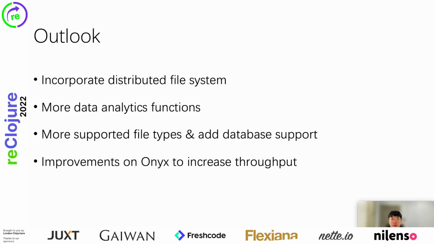Finally, we would like to appreciate Onyx, which is a popular distributed platform written in Clojure, and we use it as our default distributed platform. Although it has not been actively maintained anymore, we would like to improve on that for our purposes, to mainly increase the throughput of it.